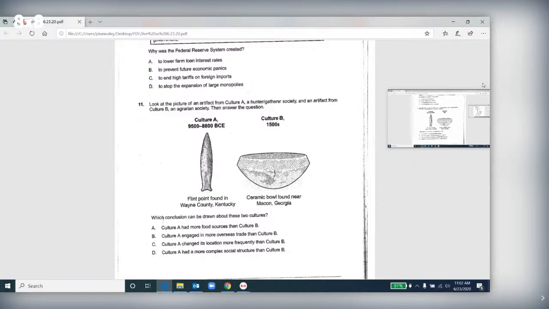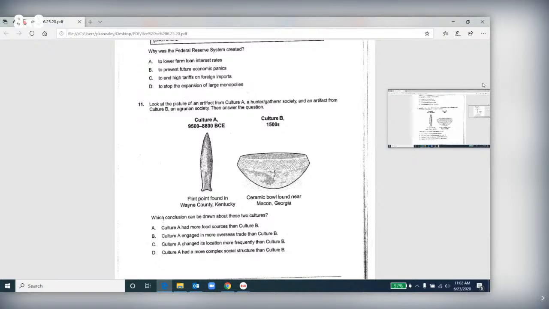So we have kind of two different cultures here. We have one that really grows crops, and that would be the agrarian, and that's B, and that's a ceramic bowl. And then we have culture A, which is the hunter-gatherer, and that's like a flint point. And you could see that would probably be on the end of a stick used to hunt animals, fish, whatever it may be. It was found in Kentucky, so maybe not fish as much, but maybe in streams, but probably deer, things like that. Okay, so what conclusion can be drawn about these two cultures?